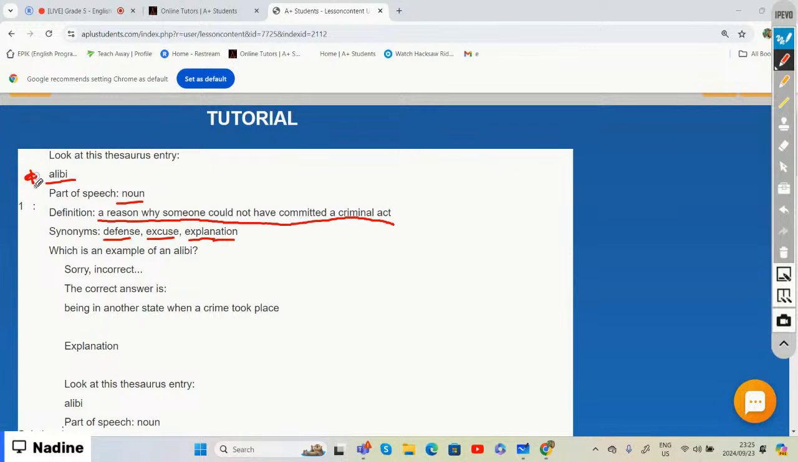So if you look at the word alibi, here we have the synonyms, right? There should at least be one of those words that you might be familiar with. Another word that is the same or similar to alibi is a defense, an excuse, an explanation.